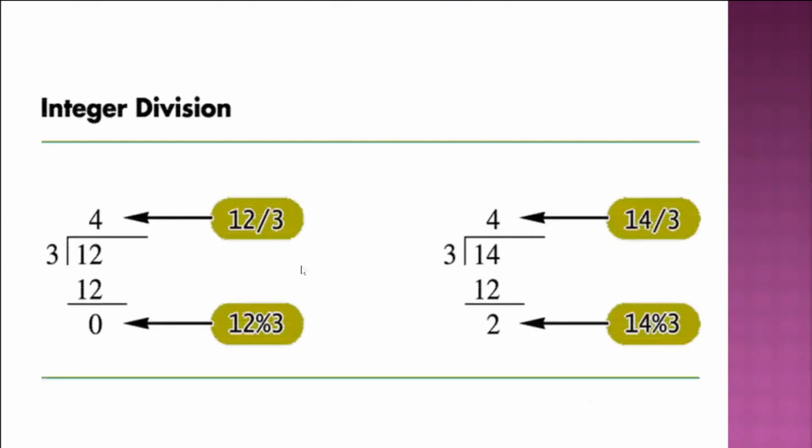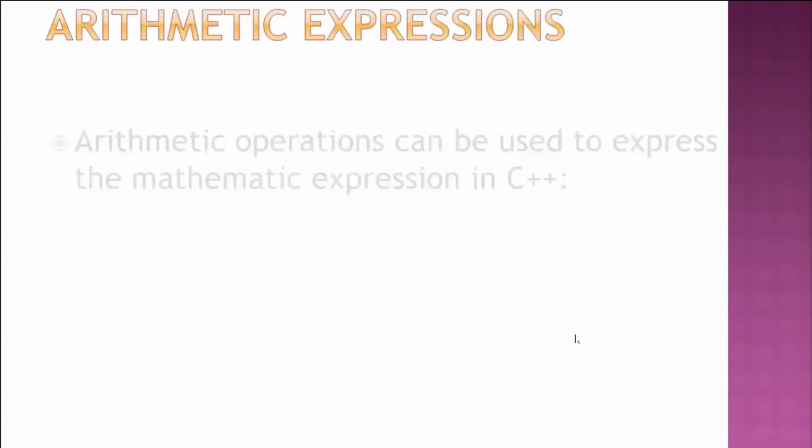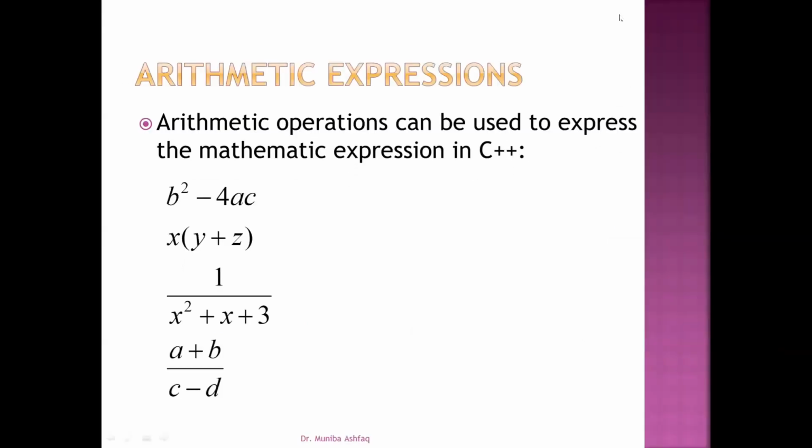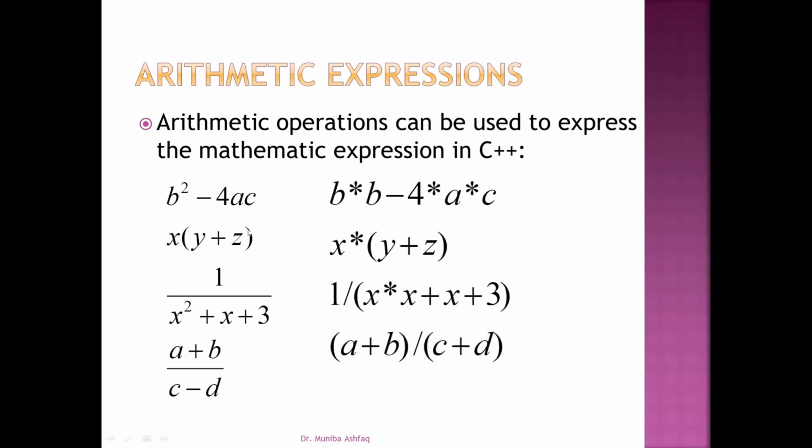Now you can see that 12 slash 3, which is the division, you get the quotient, and 12 modulus 3, you get the remainder. So it is the case for the other example as well. Arithmetic expressions. Arithmetic operations can be used to express mathematical expressions in C++. You can see that we have different mathematical expressions over here. We can represent these mathematical expressions in the form of C++ arithmetic expressions.